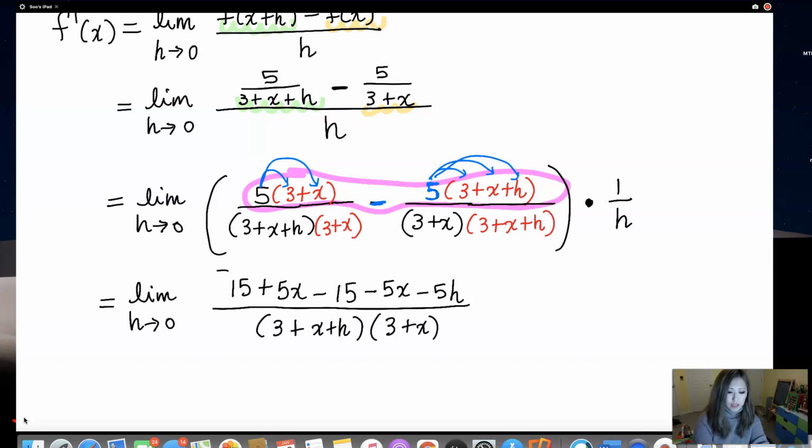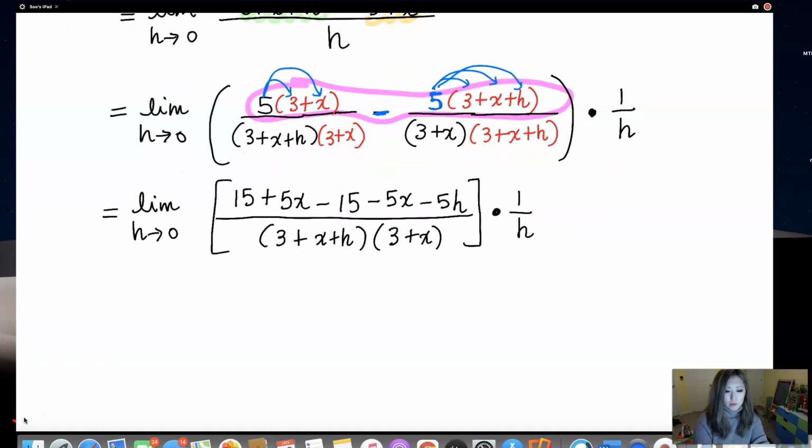Doing good. And these are still in a parenthesis. And outside, let me write down 1 over h. Okay. Some things on the numerator should cancel out. If you noticed, there is positive 15 and negative 15. So those are gone. What else? There is positive 5x and there is negative 5x. Those are now gone.